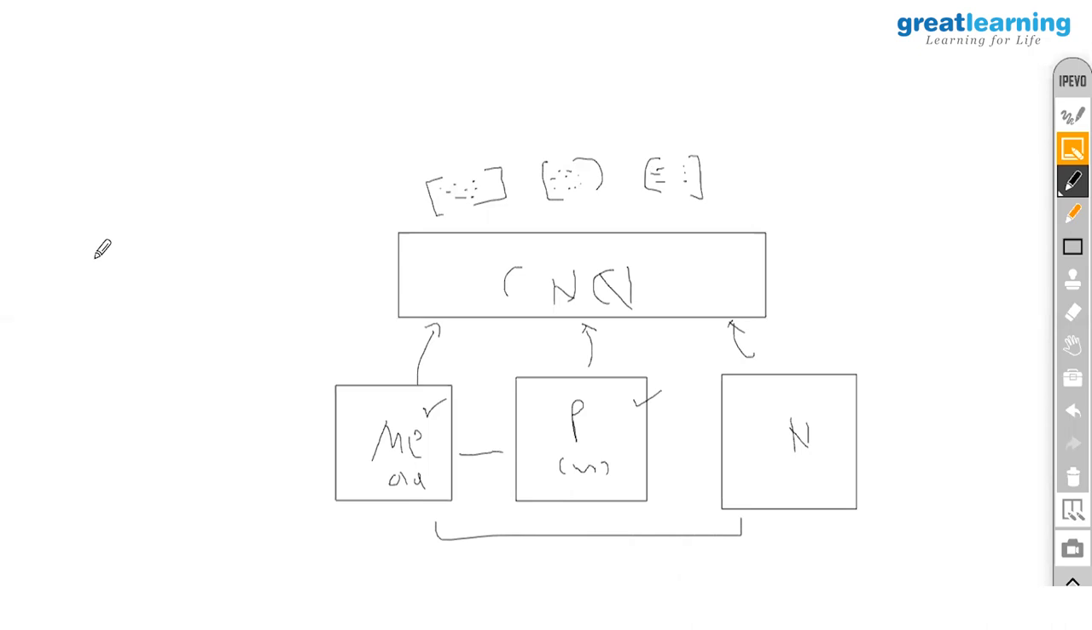Guys, you remember KNN? What was KNN? Yeah, I know you know KNN. But what does KNN do? Distance. So what if I find out the distance between these two matrices? What if I try to find out the distance between these two?